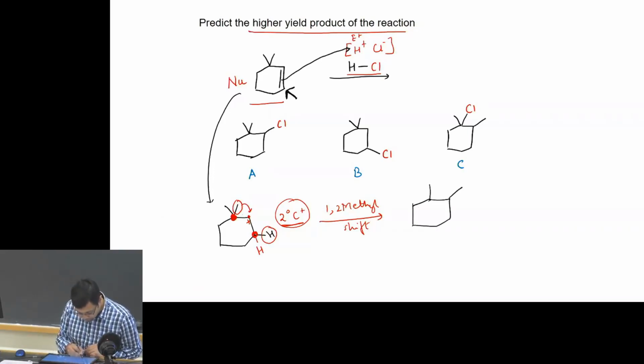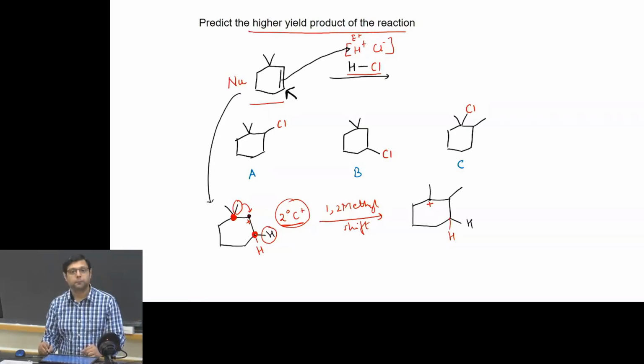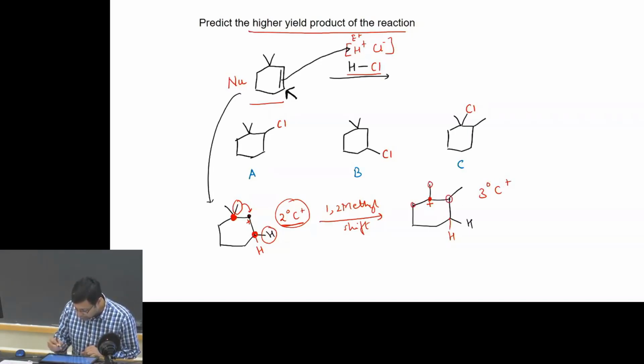So the methyl has moved here to this position. The hydrogens are there as it is. There's no change there. And as a result of the methyl shift, you have the positive charge on that carbon. Now if you take a look at the nature of this carbocation, it's a tertiary carbocation. The carbon bearing positive charge is attached to three other carbons. That is the most stable carbocation, so the reaction will take that path.